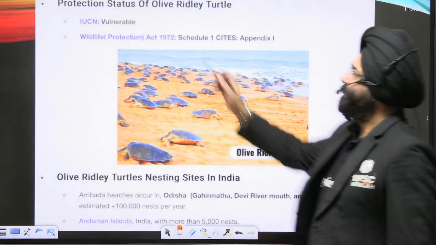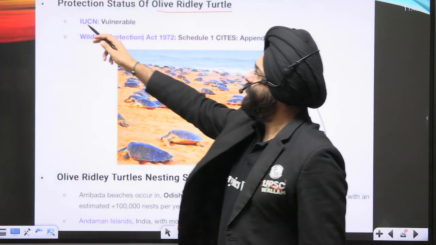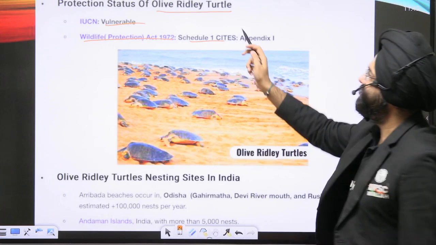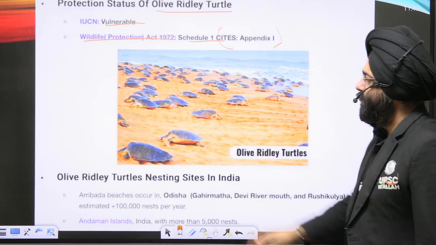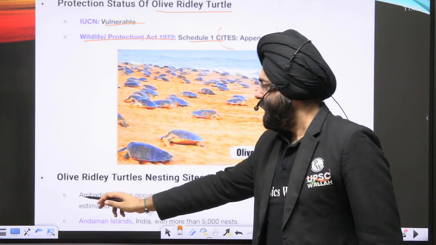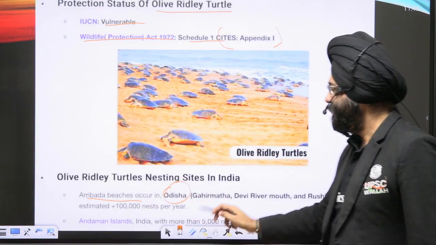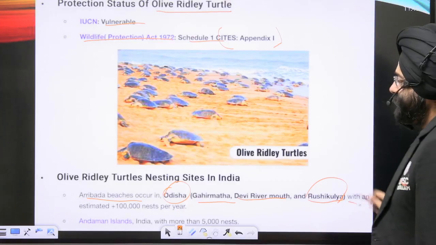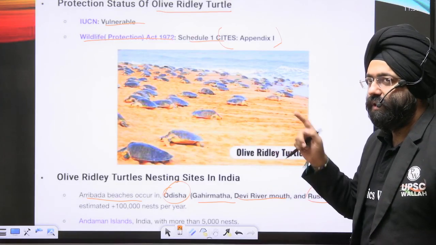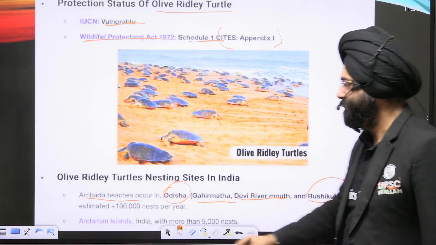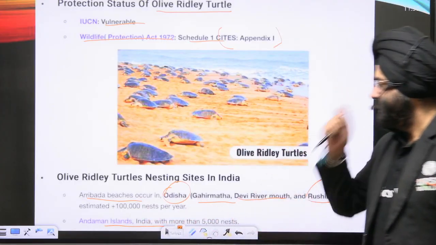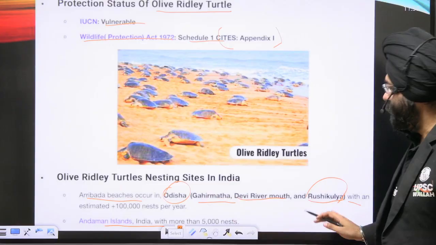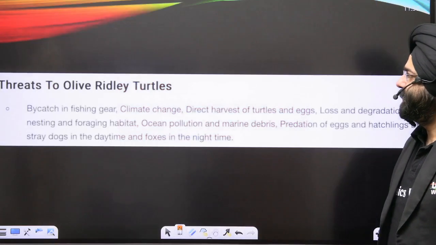Next, protection status of the Olive Ridley turtle. IUCN: vulnerable. Wildlife Protection Act: Schedule 1, and CITES: Appendix 1. Olive Ridley turtle nesting sites. Arribada beaches occur in Odisha: Gahirmatha, Devi River mouth and Rushikulya. That is very often asked in your preliminary examination also, so it is important. Even in the Andaman and Nicobar Islands there are various nests, more than 5,000. So these are the regions, Odisha and along with it, the Andaman and Nicobar Islands.